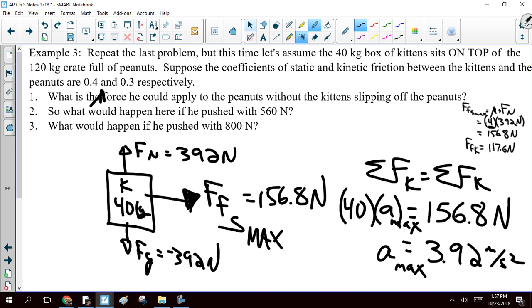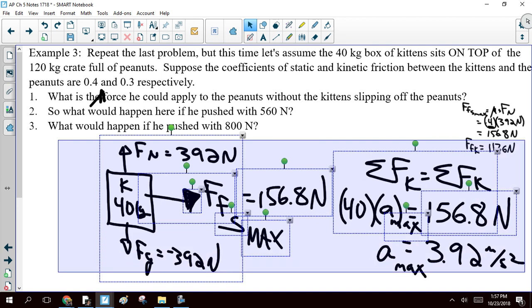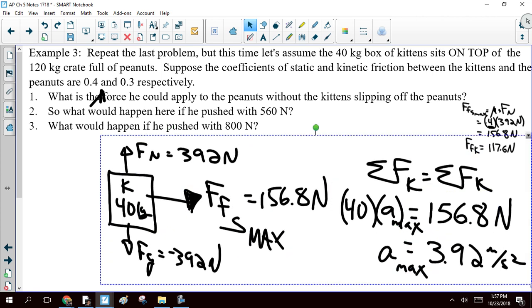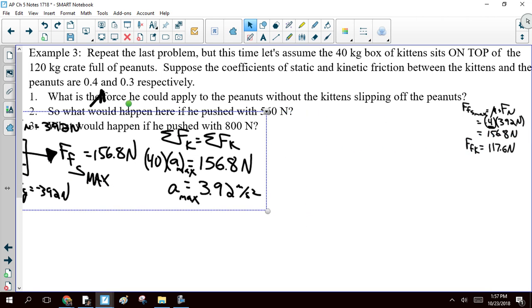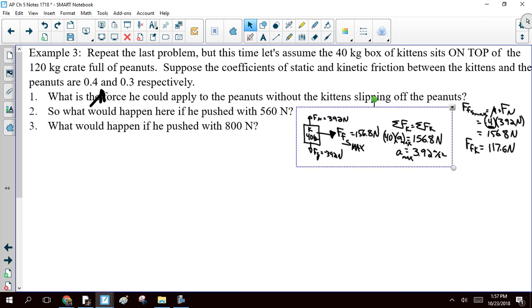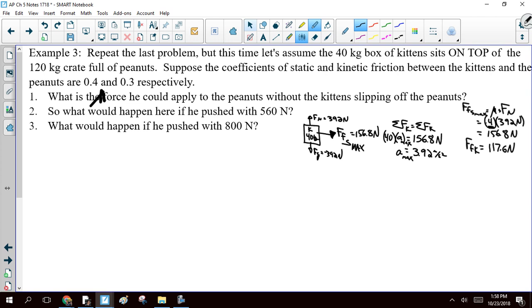All right, so that is the biggest possible acceleration that I can give the kittens without them slipping off of the peanuts. So now, what does Roy have to do to make that happen? Well, I guess there's a couple of ways you can do this. Option one is you can look at the system as a whole, which honestly is probably the easier way to do it. Or you can look at just the peanuts. All right, so let's look at the system as a whole. I'll do it both ways.